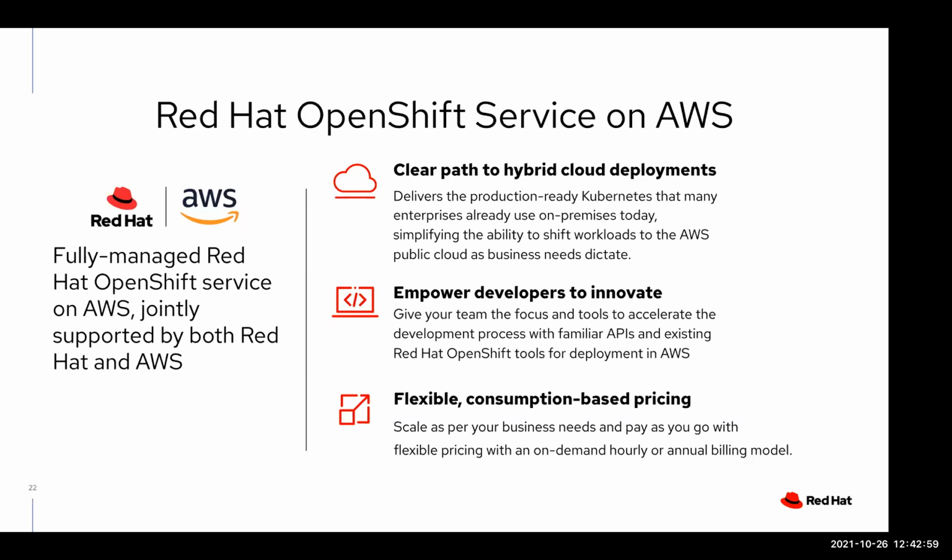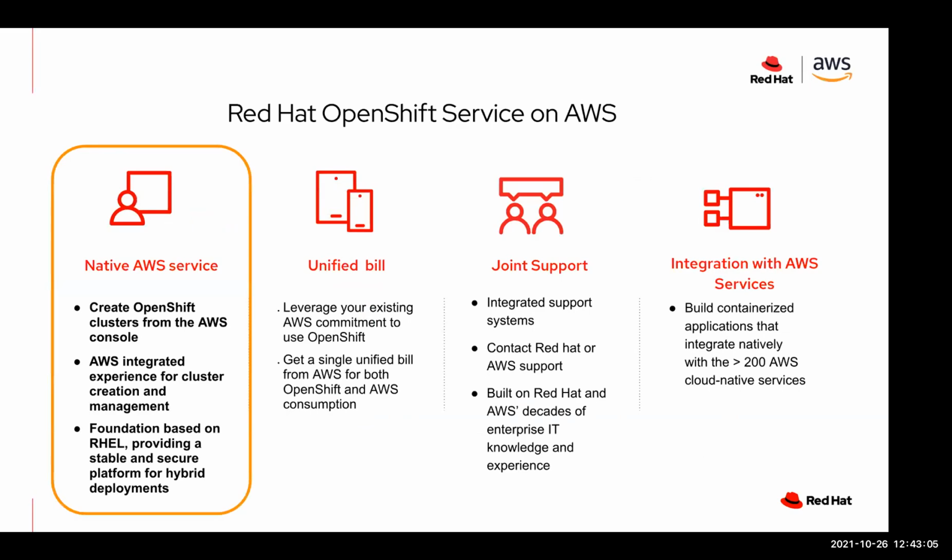There's VPN and VPC peering. There's premium Red Hat support that's provided here. And again, we're blending Red Hat and AWS's enterprise IT knowledge and experience into ROSA, right? So all of this is done by the AWS console. All of this is built on the foundation of Red Hat Enterprise Linux, or technically, I think it's CoreOS, which is basically a container native immutable version of RHEL.